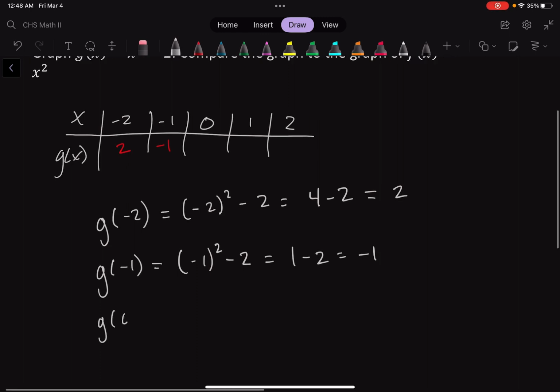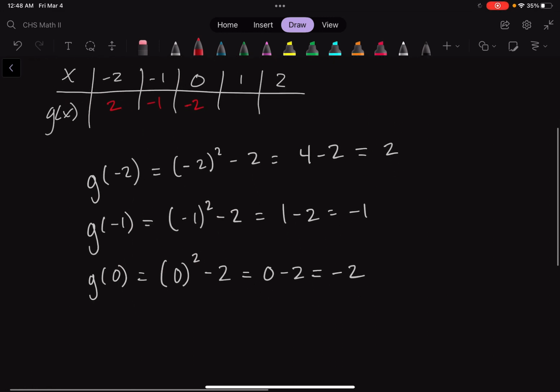G of 0, we get 0 squared minus 2, which is 0 minus 2, or just -2. And then g of 1, this is like saying 1 squared minus 2. Well, 1 squared is just going to be 1 minus 2. 1 minus 2 is just -1.